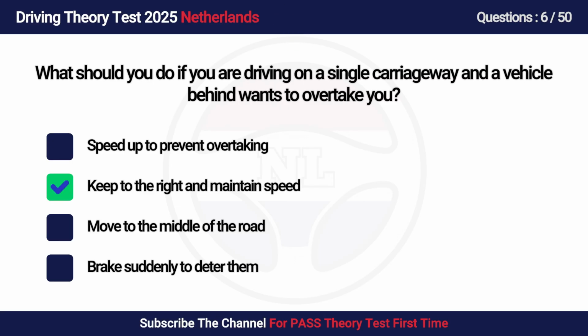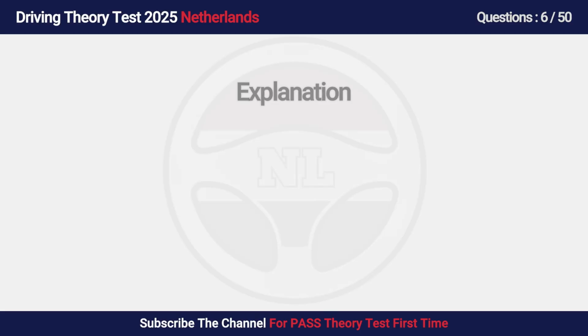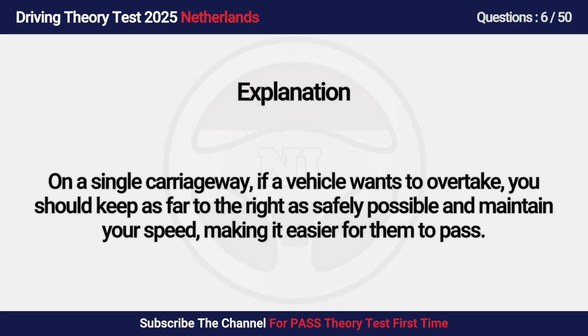Answer is B. Keep to the right and maintain speed. On a single carriageway, if a vehicle wants to overtake, you should keep as far to the right as safely possible and maintain your speed, making it easier for them to pass.